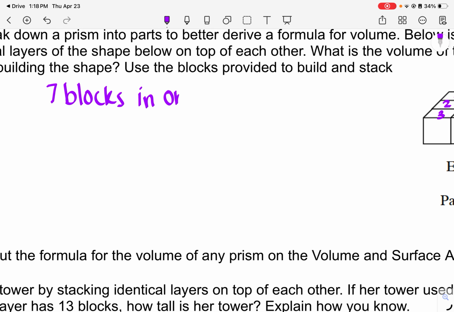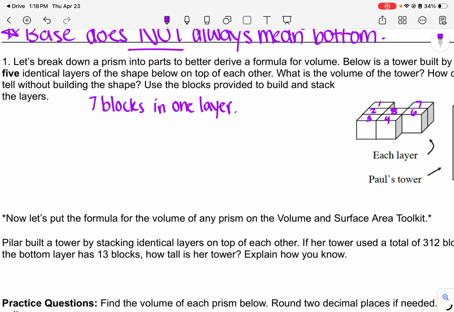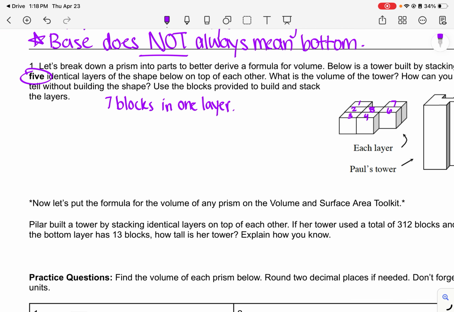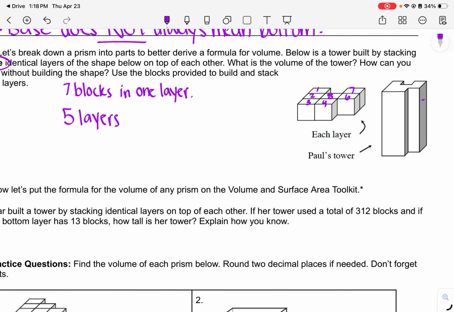So 7 blocks in one layer. If there's 7 blocks in one layer, and it sounds like there are 5 layers, that means that there are 5 here. So 1, 2, 3, 4, 5. Obviously, they'd be the same height and everything, but that's just a visual to help you know what's going on. So if there's 5 layers of that, stacked on top of each other, we are going to do 7 times 5, which is going to be 35 blocks total.